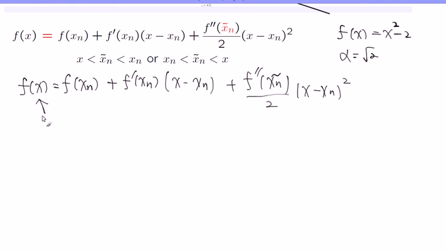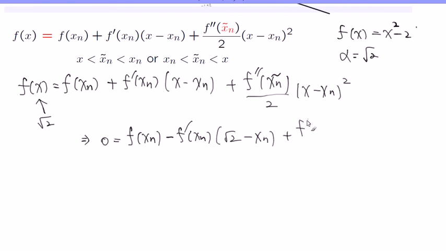The next trick is very difficult to see, but see what happened. What if I plug in square root 2 in there, right? Square root 2 and square root 2 in there. So if I plug square root 2 into f of x, what happens? 0, right? So the left-hand side becomes 0. The right-hand side, I'm just going to keep it that way: f of xn minus f of x, and as square root 2 minus xn plus f double prime of xn tilde divided by square root of 2 minus xn.